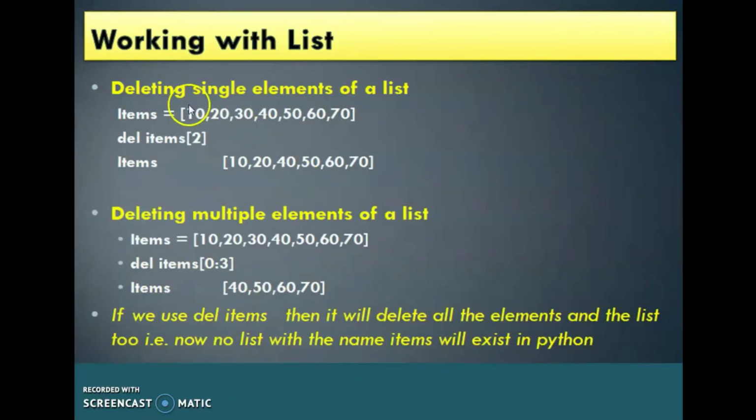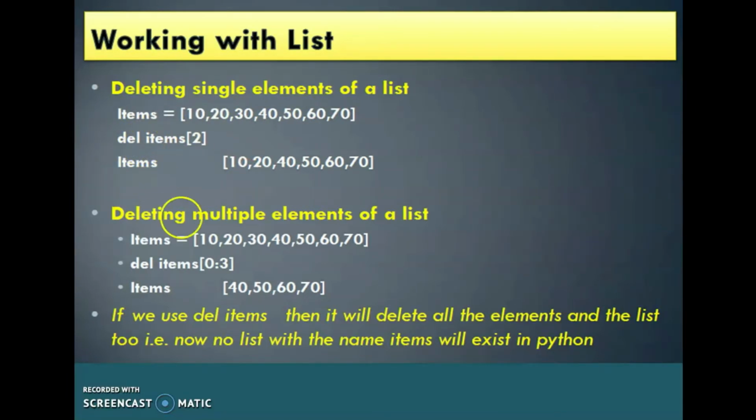Check these examples. Items is equal to 10, 20, 30, 40, 50, 60, 70. Del items 2. 2 is the second index: 0, 1, 2. 30 will be deleted from this. At the time of outputting this items list, we can see the list is like this: 10, 20, 40, 50, 60, 70. The 30 value is deleted from this items list by using the DEL statement.